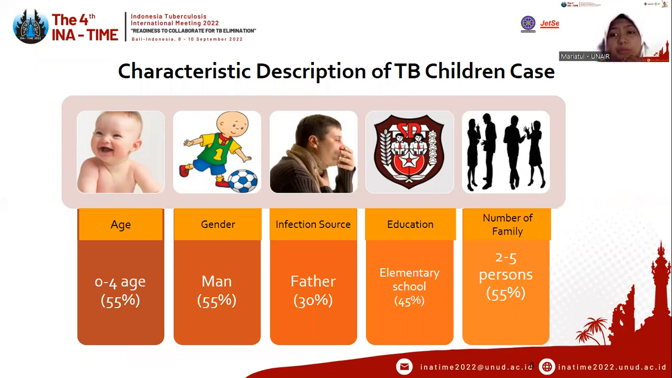Characteristic description of TB children cases. Based on the description of the characteristics of children TB cases, the distribution of cases based on age was mostly in the 0 until 4 years age group, at 55%. Based on gender, it was mostly male, 55%. Based on source of infection, it was mostly from the father, about 30%. Based on the education of their parents, mostly elementary school level, about 35%. And last, based on the number of family members living in the same household, 2 until 4 members, about 55%.